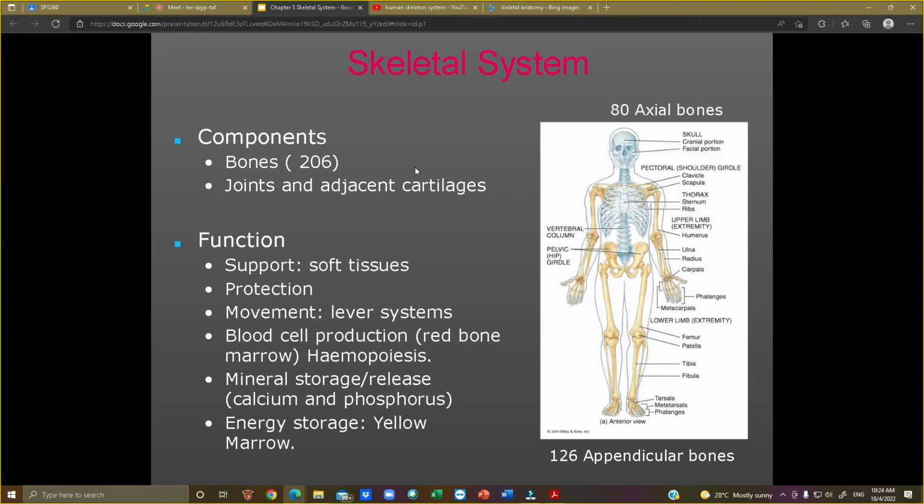Okay. This is an example, it gives another example. So we have the axial bone, the blue or the white one, and the yellow one we have appendicular. Appendicular we have 126, axial bone we have 80, total will be 206. Okay, up to here first. Any questions?